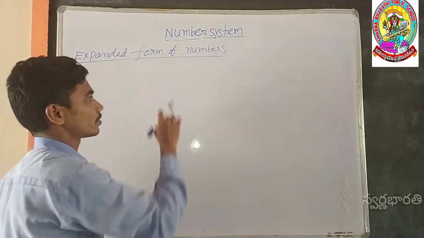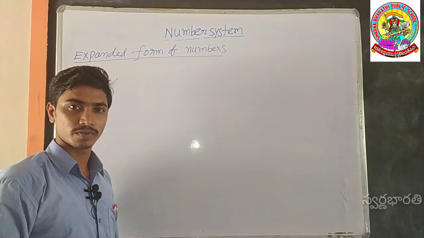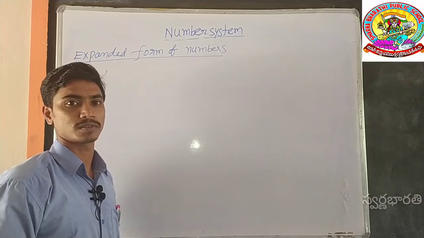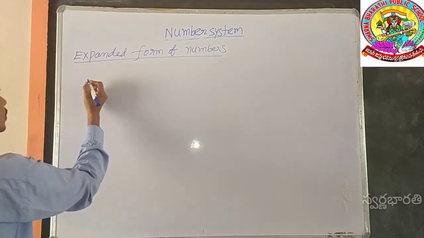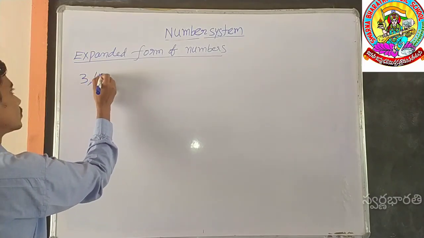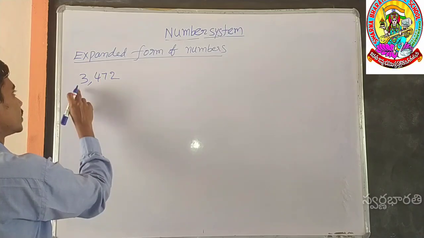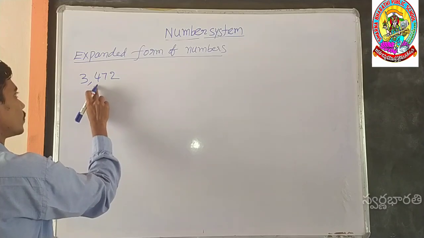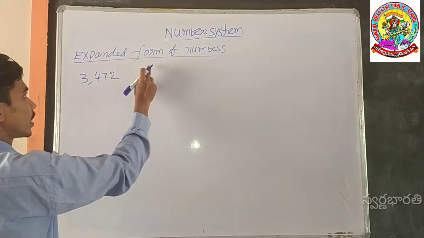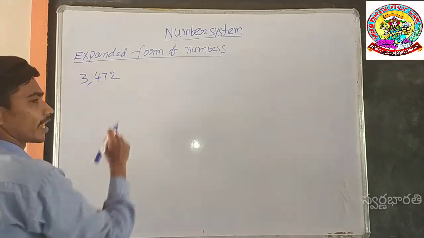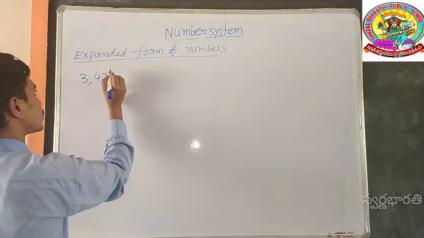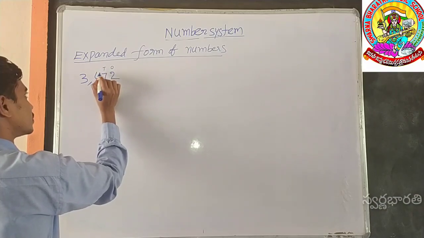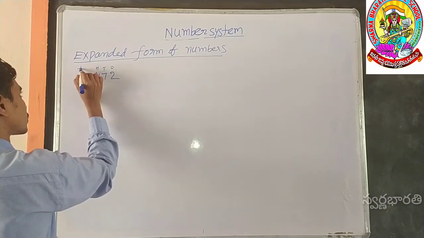What is meant by expanded form of numbers? Expanded form of numbers means expressing a number in the form of place values. For example, here it is a number consisting of 4 digits: 3, 4, 7, 2. So try to write down this number into an expanded form. Here try to apply the place value chart: ones, tens, hundreds and thousands.